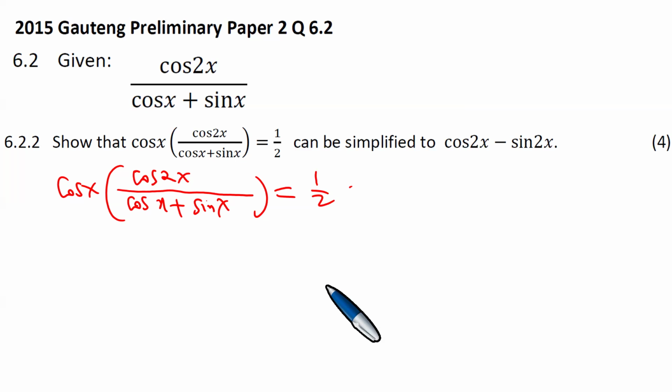Please try this one. Let me know when you're done now, and then we're going to discuss it.